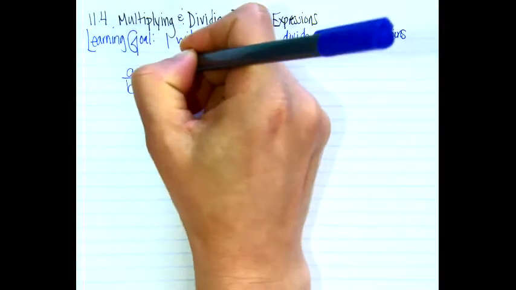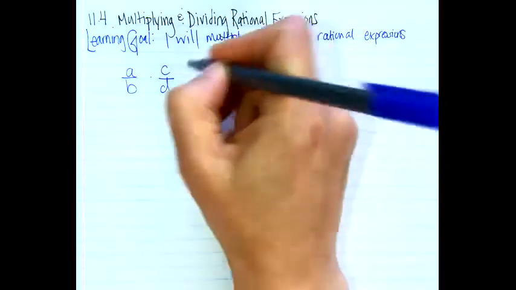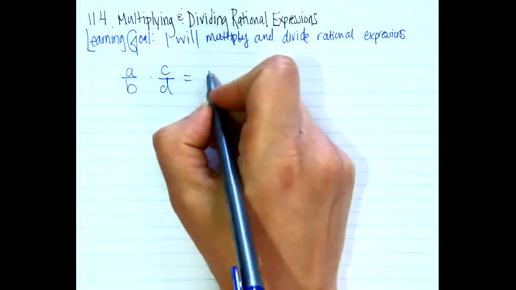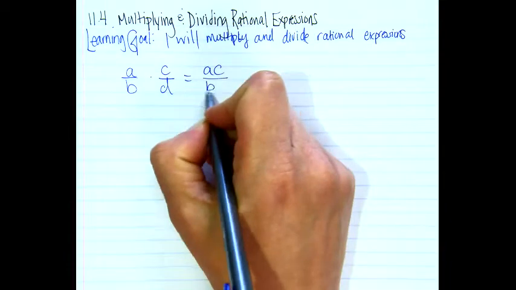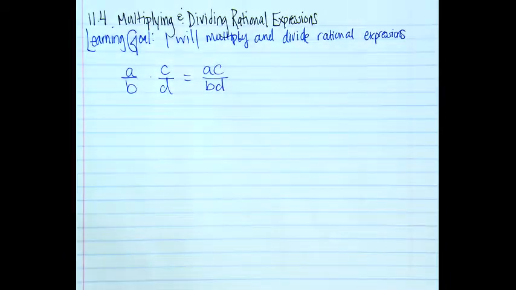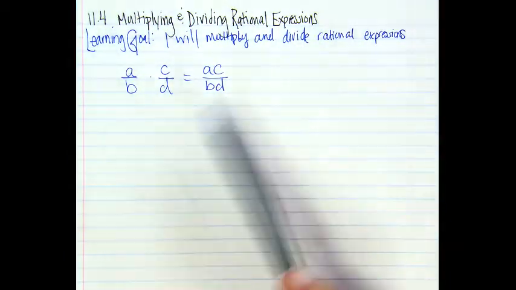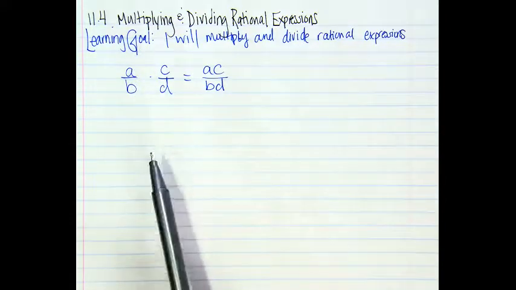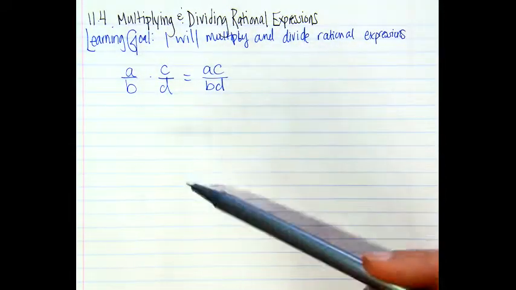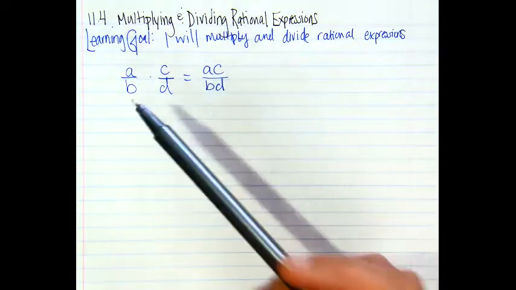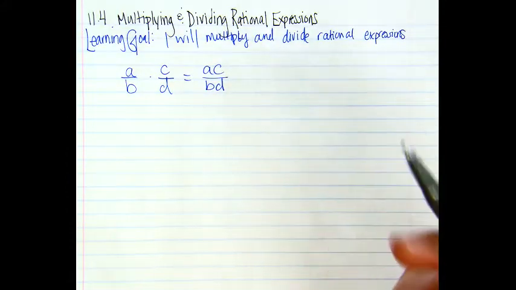is a over b times c over d, to multiply those, we multiply straight across. So it's top over bottom. Remember that it does make it easier if there are common factors between the numerator and the denominator. It's easier to simplify and divide those out first before we do the multiplication.